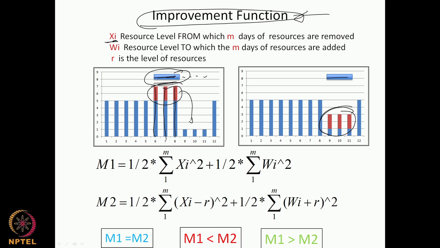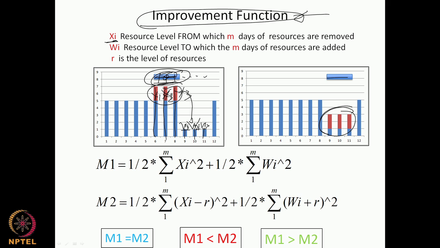And wi is the resource level to which the m days of resources are moved. So wi is these days. This is the original, before moving it was xi, wi. I am going to write it here, this is xi, this is wi, I can put it as w1, w2, w3 and x1, x2, x3, if that makes it more specific. Now R is the level of the resource, that activity's resource load.